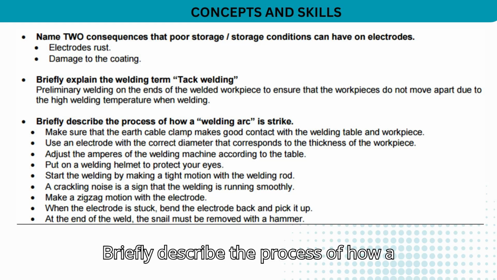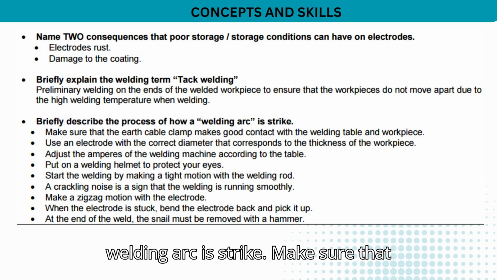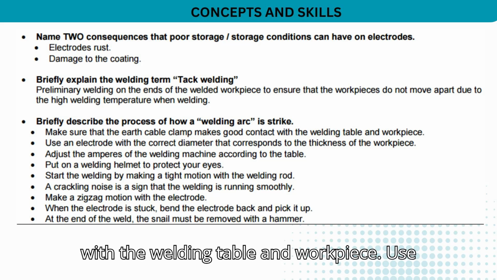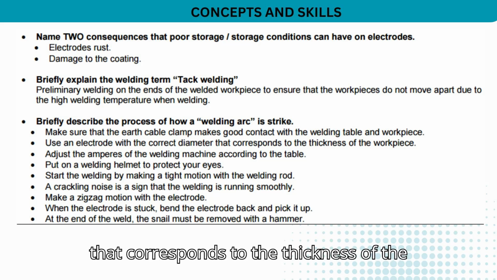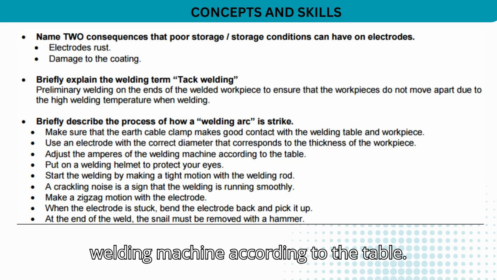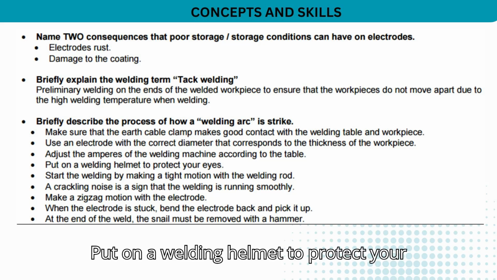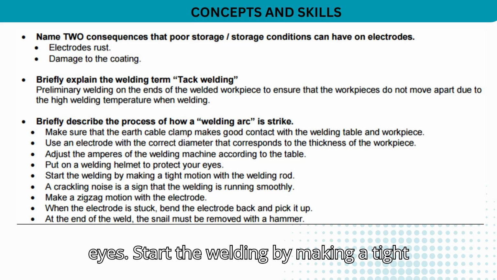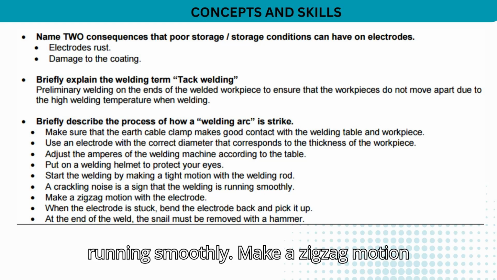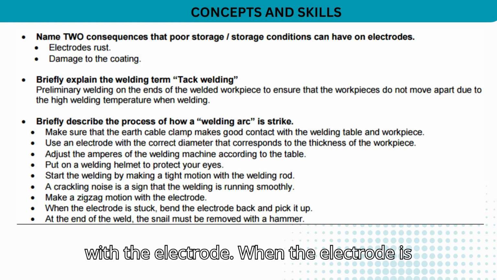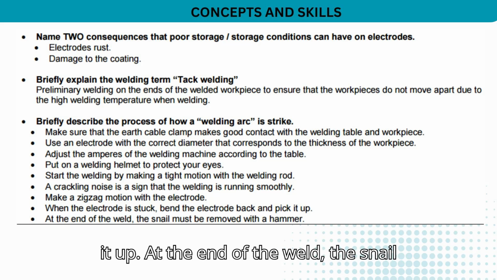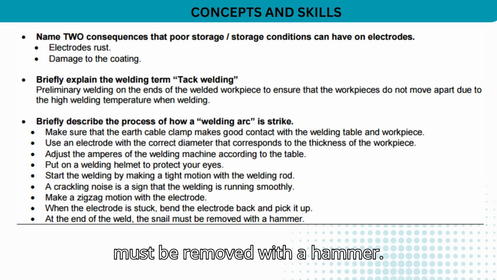Briefly describe the process of how a welding arc is struck. Make sure that the earth cable clamp makes good contact with the welding table and workpiece. Use an electrode with the correct diameter that corresponds to the thickness of the workpiece. Adjust the amperes of the welding machine according to the table. Put on a welding helmet to protect your eyes. Start the welding by making a tight motion with the welding rod. A crackling noise is a sign that the welding is running smoothly. Make a zigzag motion with the electrode. When the electrode is stuck, bend the electrode back and pick it up. At the end of the weld, the slag must be removed with a hammer.